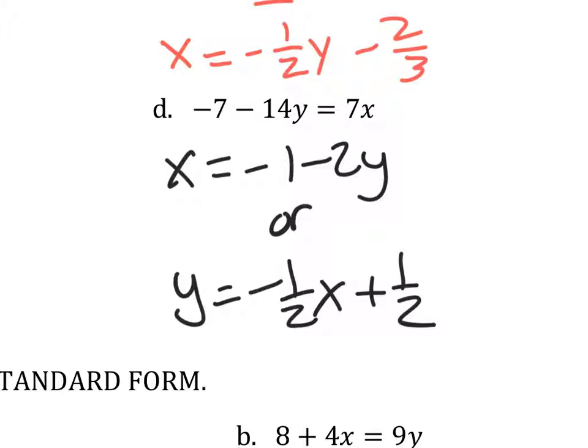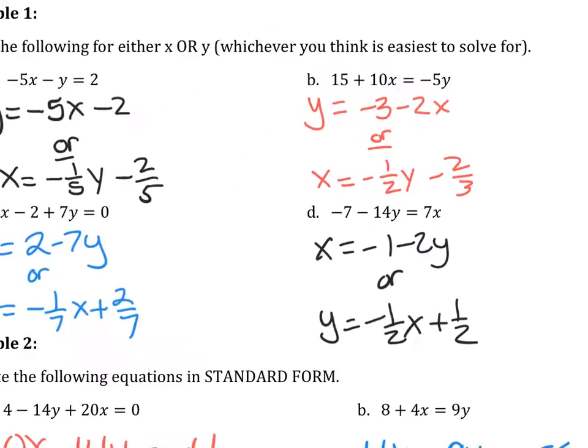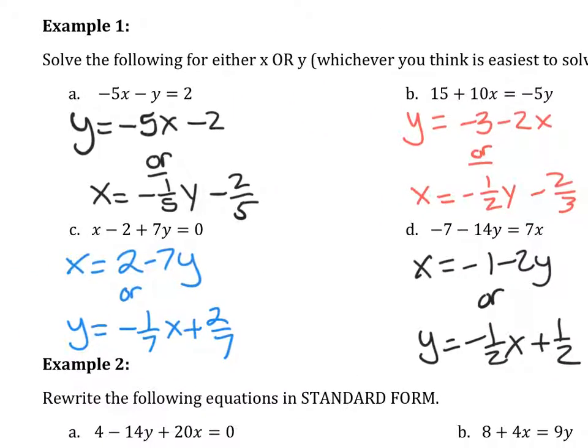So if you just divided everything by 7, you'd be left with your x. Any questions on example 1?